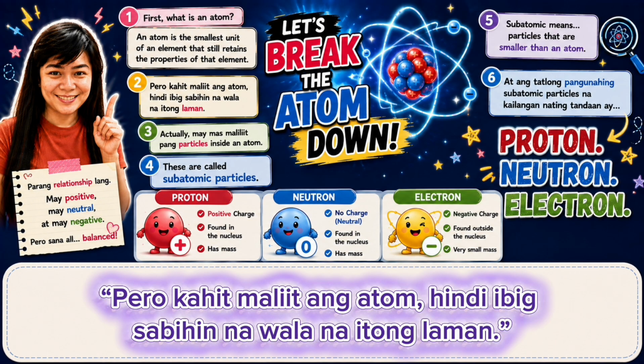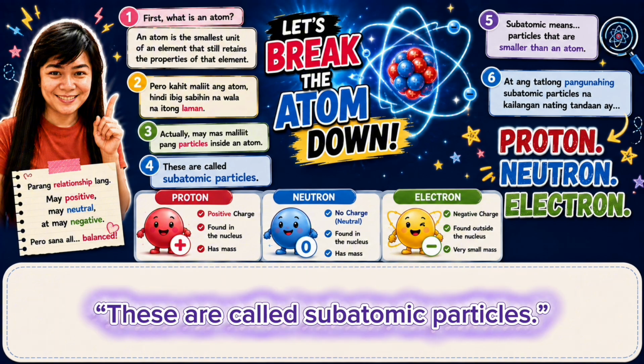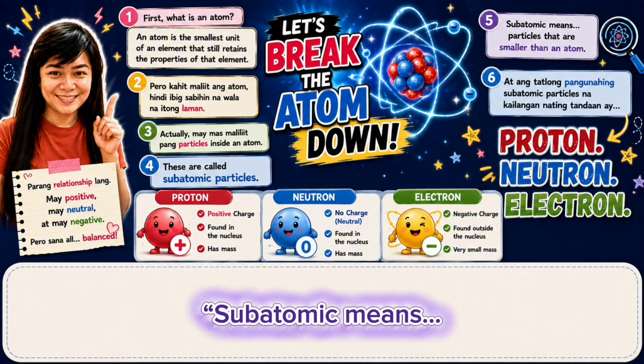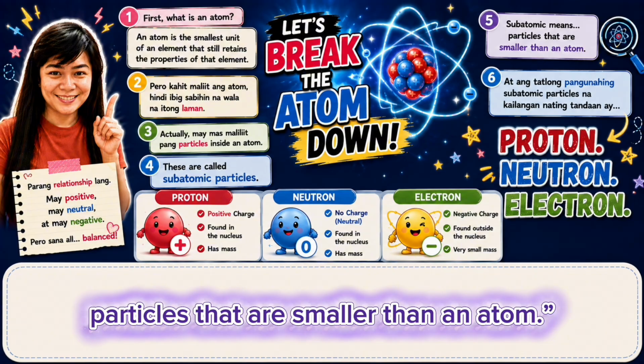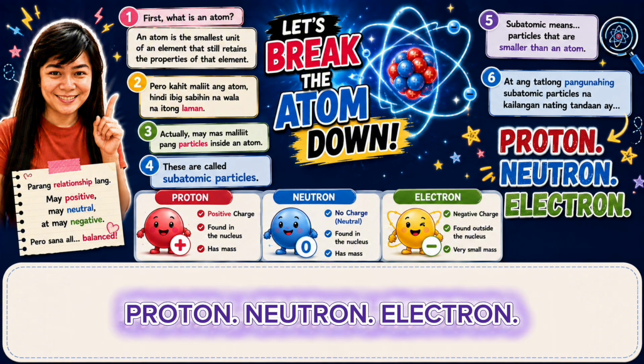Pero kahit maliit ang atom, hindi ibig sabihin na wala na itong laman. Actually, may mas maliliit pang particles inside an atom. These are called subatomic particles. Subatomic means particles that are smaller than an atom. At ang tatlong pangunahing subatomic particles na kailangan nating tandaan ay proton, neutron, electron.